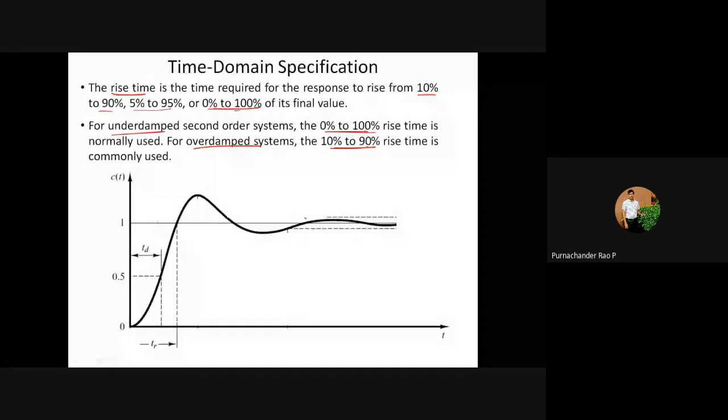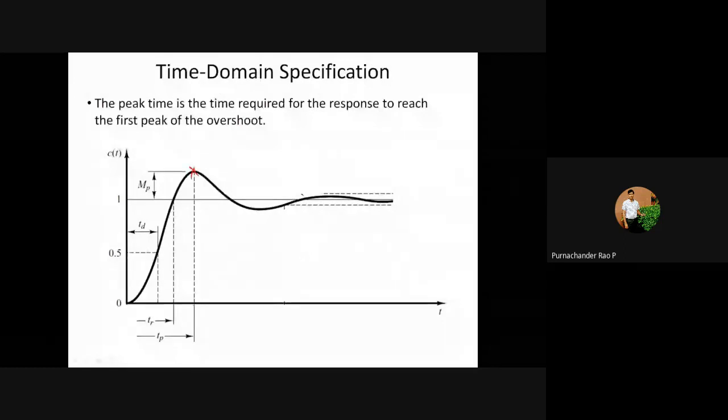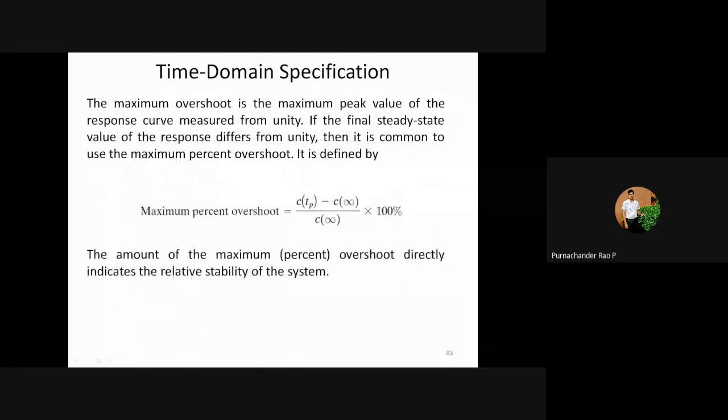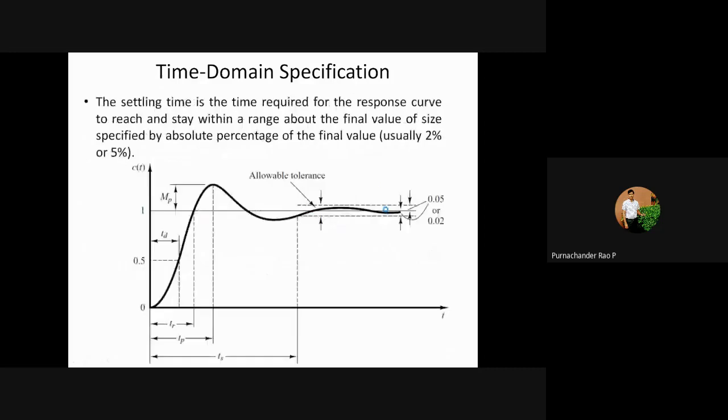Then peak time: the time taken by the response to reach the first peak. Then peak overshoot: it is the response of the system at peak time relative to the final value. Infinity is nothing but the final value. This will be represented in terms of percentages.